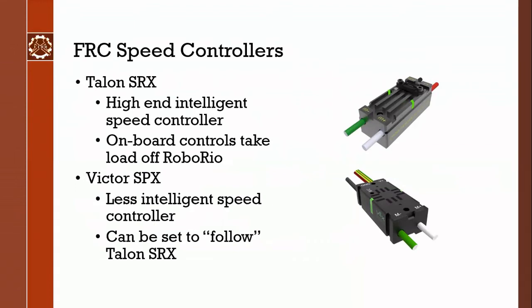Moving on to the specifics, the Talon SRX is a high-end intelligent speed controller, and it has onboard controls that take load off the Rio. So effectively, you can program it or monitor it. The Victor SPX is the second speed controller we use, and it is less intelligent, in the sense that you can't actually monitor what is occurring with that speed controller, but it can be set to follow the Talon SRX.